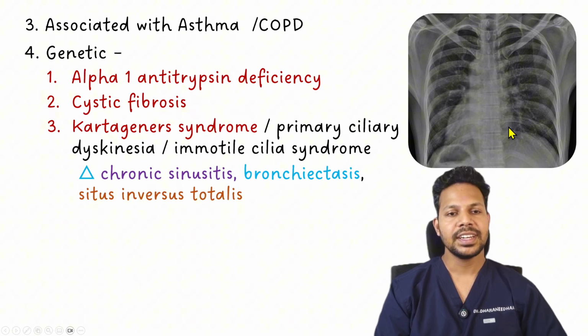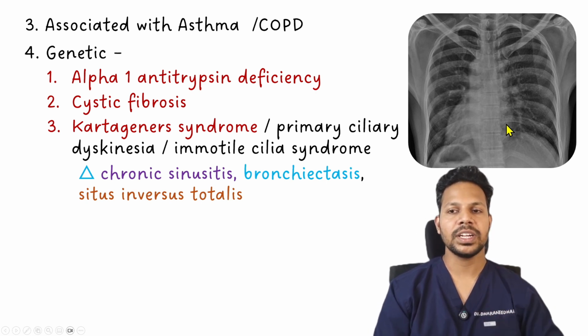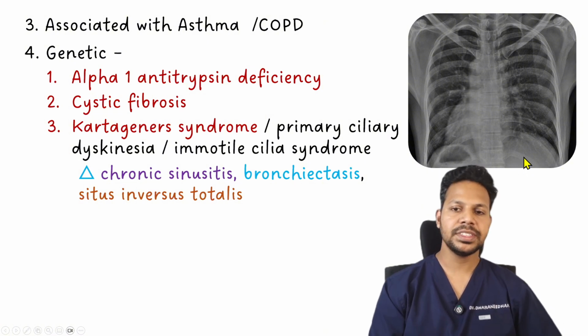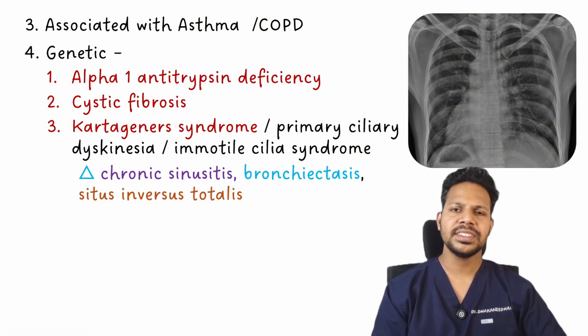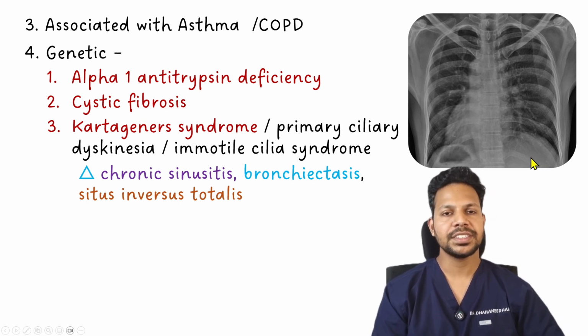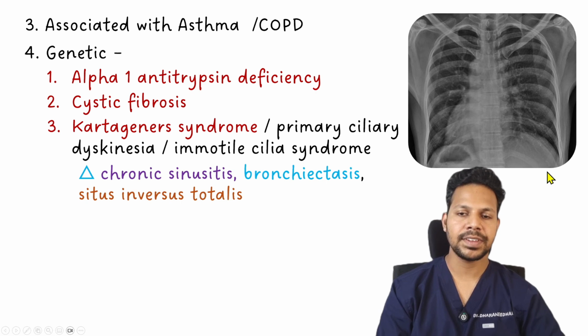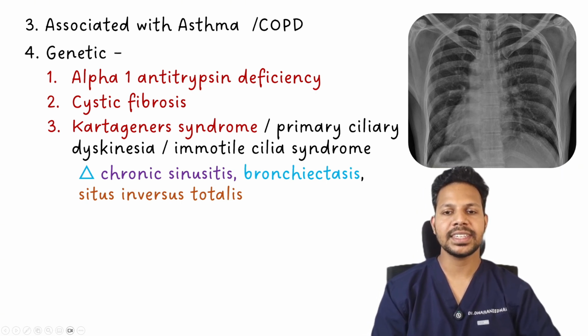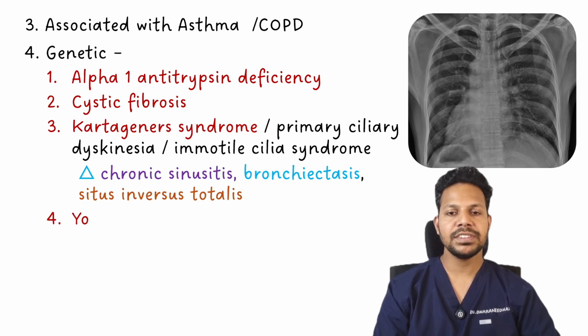So there is inversion of the internal organs, be it the heart as well as the stomach as well as the liver. So this is situs inversus totalis. This is seen in 50% of cases of Kartagener syndrome. And the triad of chronic sinusitis, bronchiectasis, and situs inversus totalis is called Kartagener syndrome or primary ciliary dyskinesia syndrome. Then you have Young syndrome.